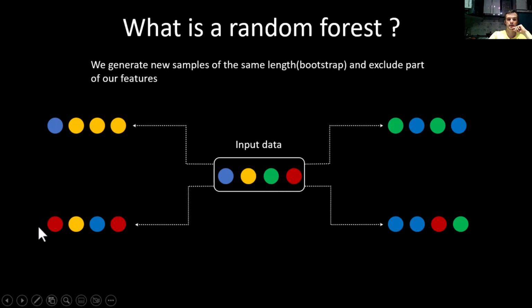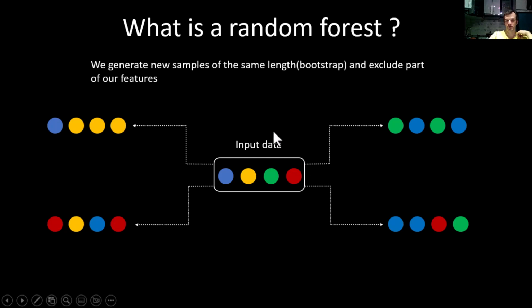The same situation with the second data set. So we took red ball 2 times, yellow and blue 1 time, and green wasn't chosen once, and so on. Okay, we have 4 new data sets, so we can calculate the prediction.